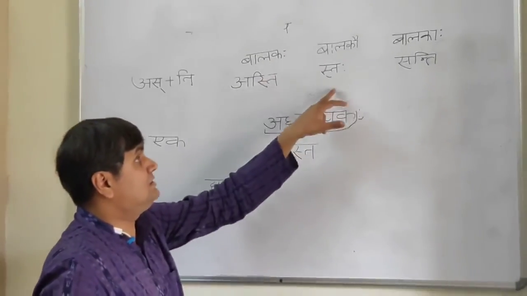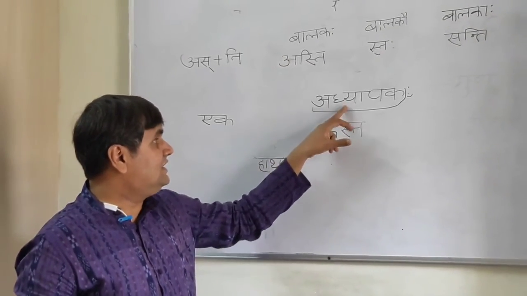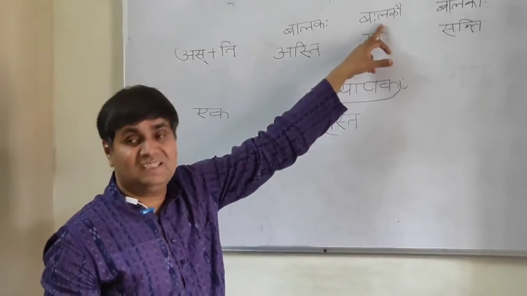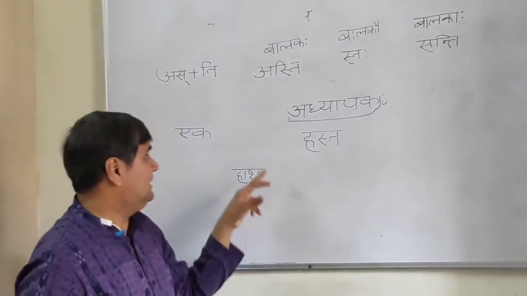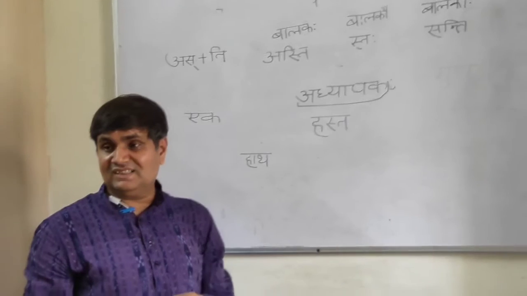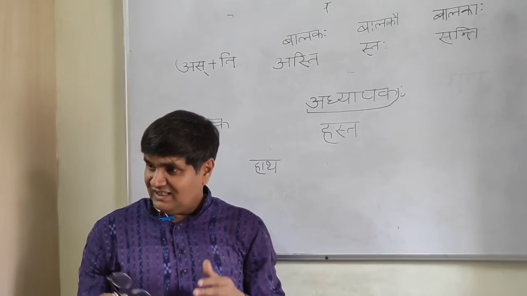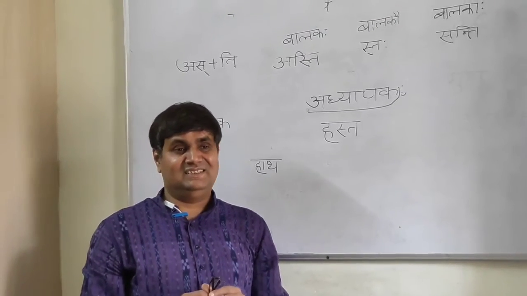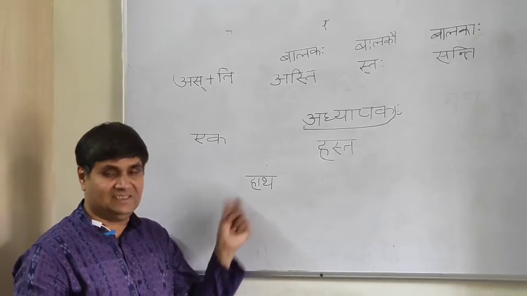बालकः अस्ति, बालकौ स्तः, बालकाः सन्ति. So अध्यापकः अस्ति, अध्यापकौ स्तः, अध्यापकाः सन्ति, and हस्तः अस्ति, हस्तौ स्तः, and हस्ताः santi. Am I right? Okay. I was talking about this word haath.